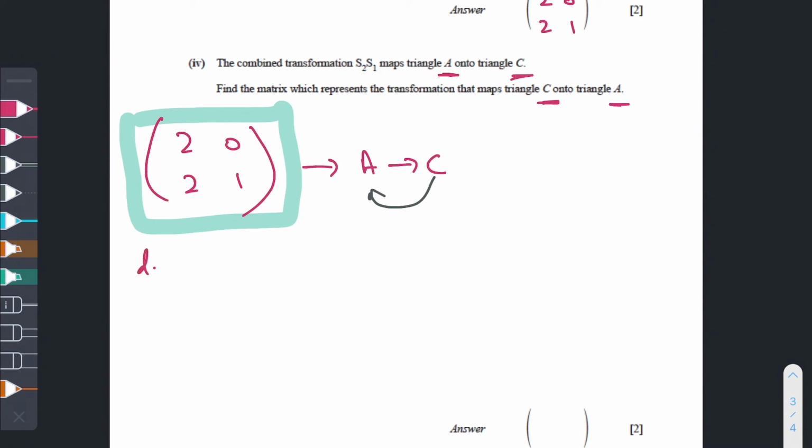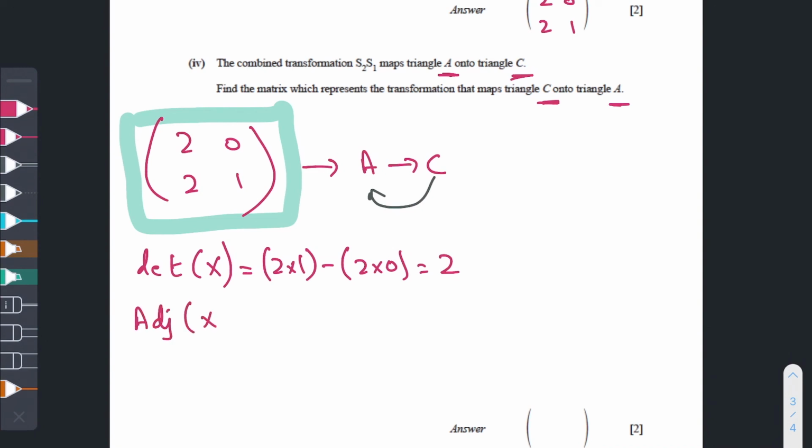First, let's find the determinant of this matrix. Let's call this matrix X. In order to find the determinant, you multiply 2 and 1 and subtract 2 times 0 from it. So your determinant becomes 2. Then you write the adjoint matrix of this new inverse matrix first. So the adjoint matrix becomes 1, 0, negative 2 and 2.